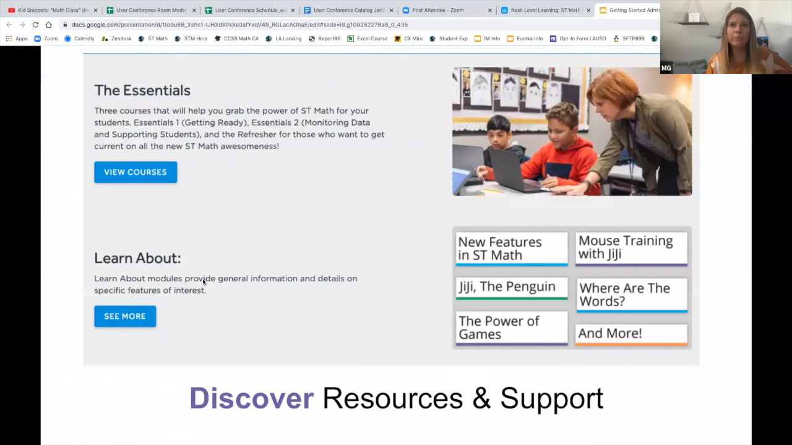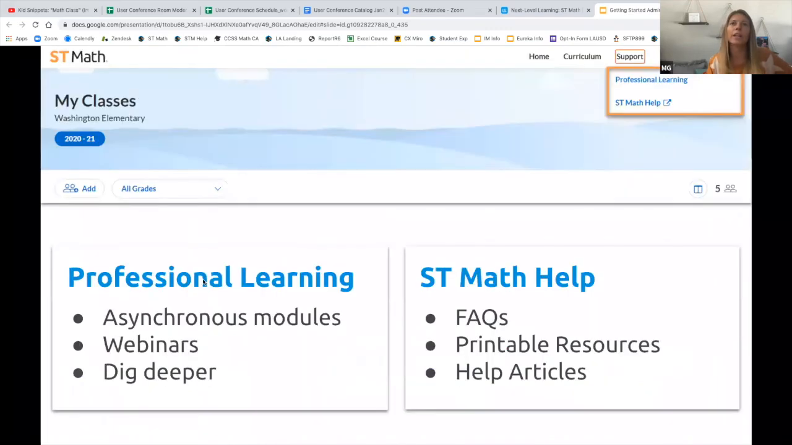Okay, so we've got resources for you all over the place. We have an Academy page and an ST Math help page, and you can find them when you log in, right up here next to your name where it says Support. You can find the professional learning tab for the Academy and some asynchronous classes, or you can go to the help page and type in a question there.